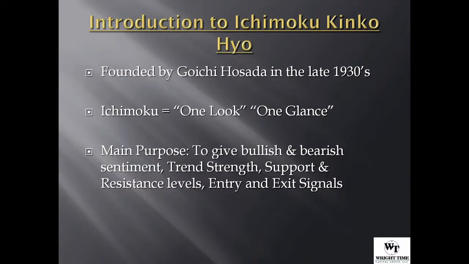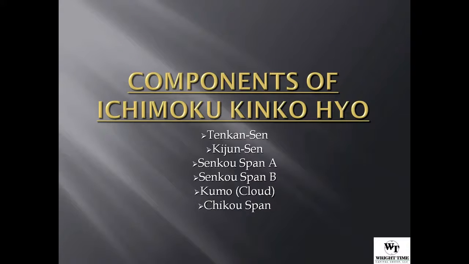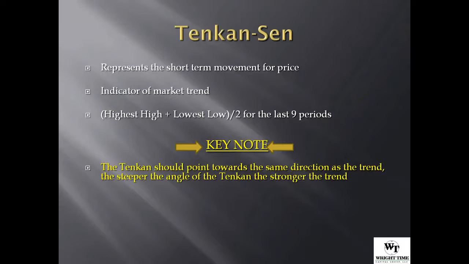All right, and the main purpose of this indicator is to give bullish and bearish sentiment, to locate the strength of a trend, and to provide support and resistance levels, as well as entry and exit signals. Now, the components of the Ichimoku are the Tenkan, the Kijun, Senkou Span A, Senkou Span B, the Kumo, which is also known as the cloud, and the Chikou Span, which is known as a lag indicator.